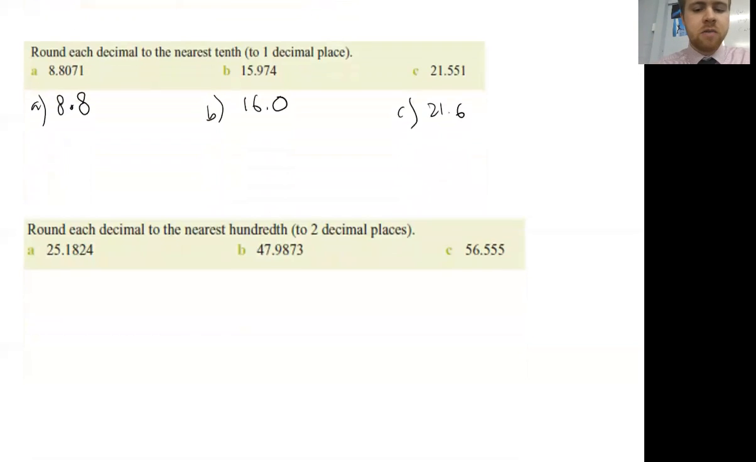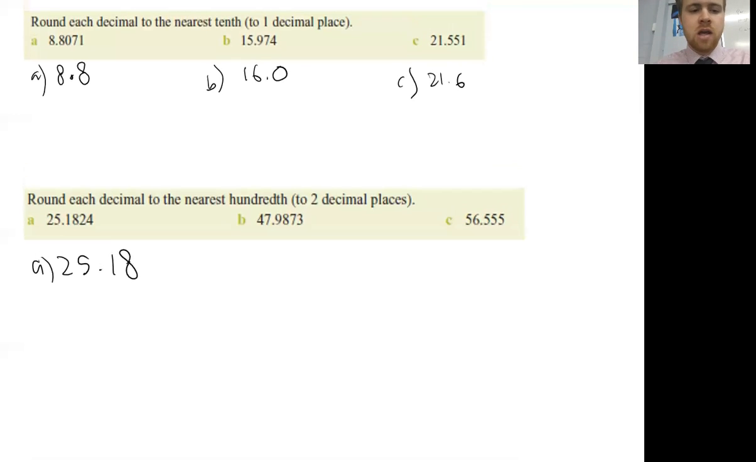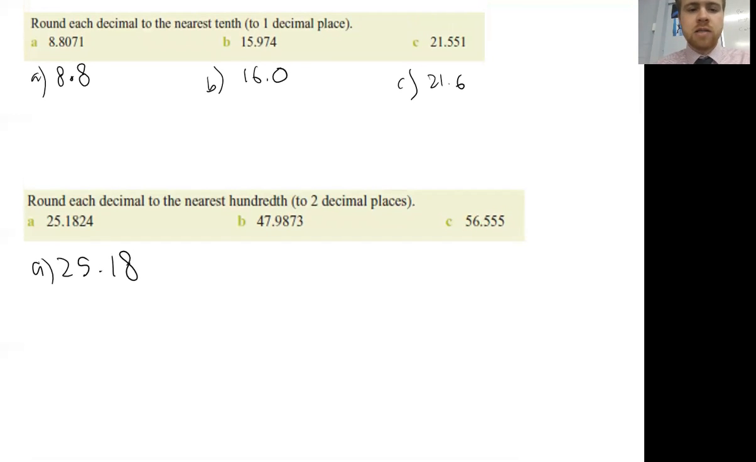All right, last few examples here. We're going to round each decimal to the nearest hundredth. So the hundredth is the second place value after the decimal point. Same principles apply there. So we've got 25.18. So 8's the number we're rounding. The number to the right is 2, so we're going to round down, and it just becomes 25.18. Okay, so 2 decimal places is what we call that, and we don't need to write any other decimal places after that.